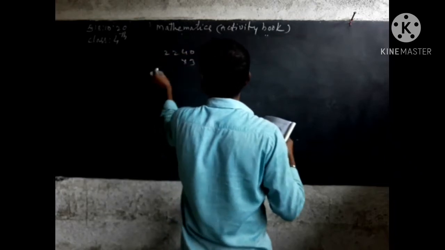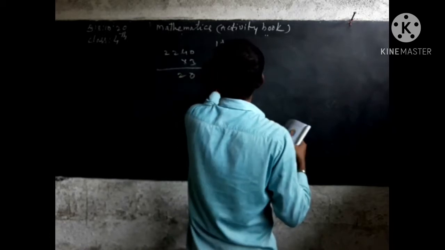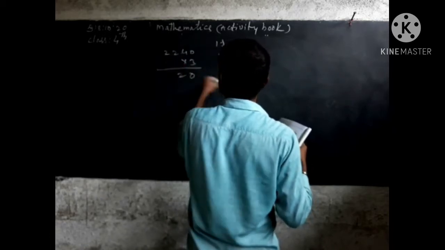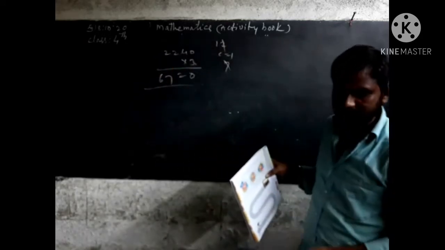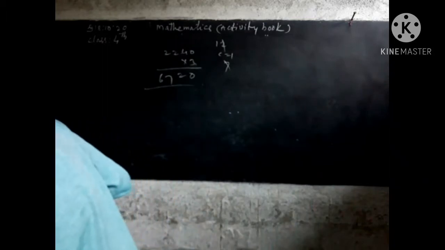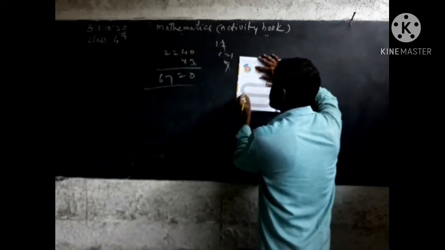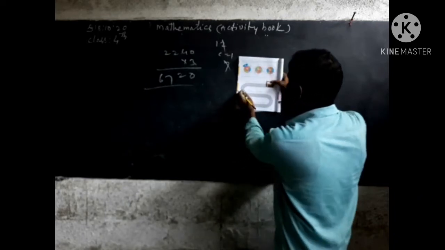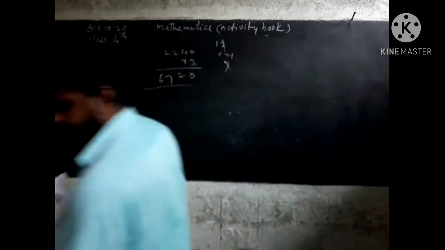240 into 3, 300. 3 4s are 12, 2 taking, carrying 1. 3 2s are 6 plus 1, 7. Write down 3 2s are 6. What do we get, beta? 6720. So 6720 you can write here. Now 6720 is multiplied with 4.